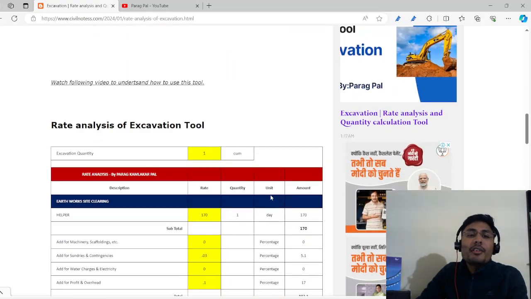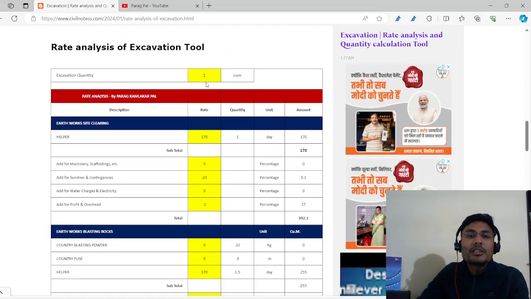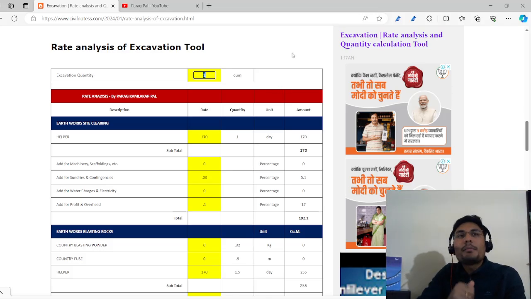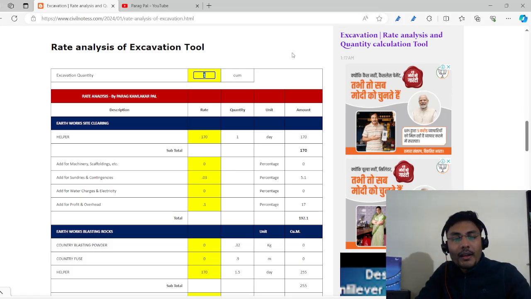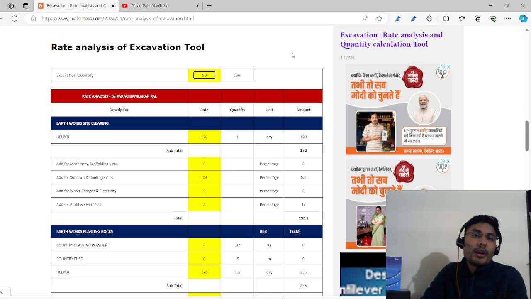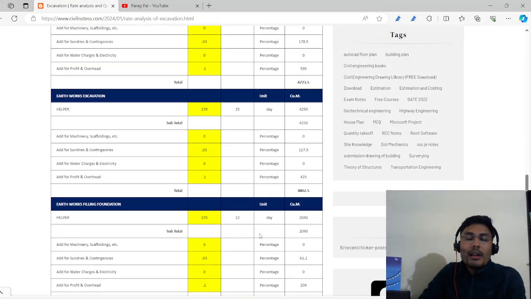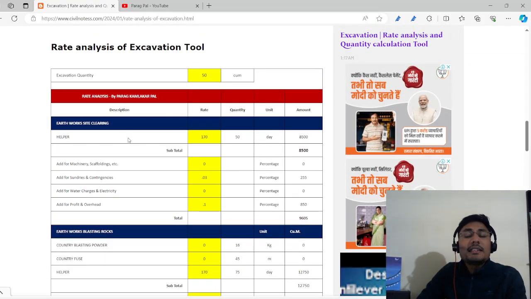If you come down on this page, you can see you just need to drop here the amount of quantity that you are looking for. Just take an example that you have a quantity of 50 metric cube. All calculations are given in metric cube, so you need to put the excavation quantity in metric cube here. When you drop the quantity of 50 metric cube, you can easily see that this quantity changes everywhere. So you can see what this tool does.